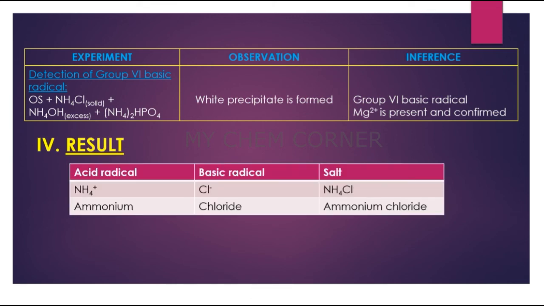Now once you have detected what your acid and basic radical is, you write a detailed result table. Now the result table, I am just showing an example here. You can mention the acid radical here. You can mention the basic radical and the salt in terms of formula as well as words. So this is just an example for the salt analysis. So this is just the entire general procedure of how to conduct salt analysis.